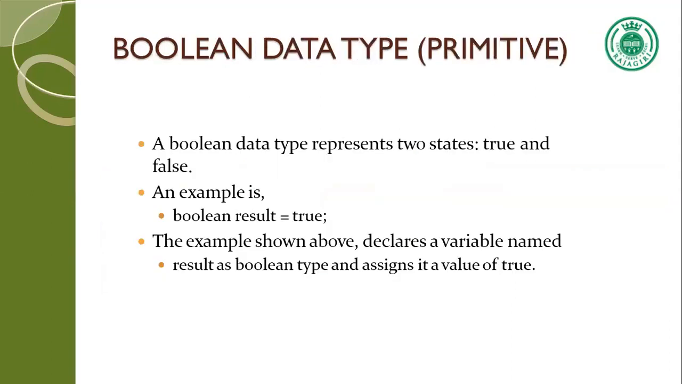We do even have a data type Boolean. Boolean is also a primitive data type. It represents only two states. It can either be true or it could be false. The syntax is Boolean, which is a keyword, and then we can have a variable name. I have written a variable name called result over here, equal to either true or false. Both true and false are keywords. Here in this example, result by default, I have assigned it as true.